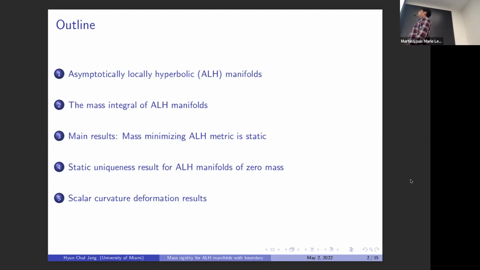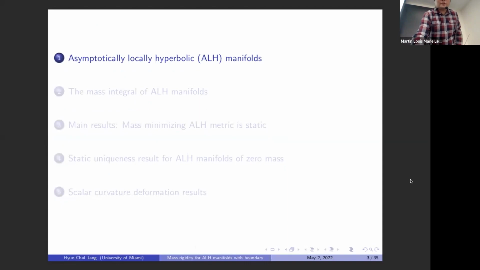While I'm defining those first two, I'm also going to explain what it means to be static, and I'm going to introduce the mass minimizing condition as well. In the main result, to prove it, we need two main ingredients: a static uniqueness result and the scalar curvature deformation result. So after I talk about the main result and its implications, some remarks, I'm going to talk about these two main ingredients.